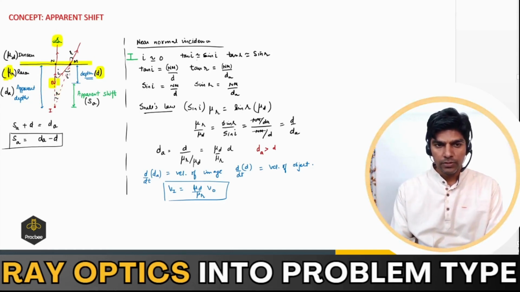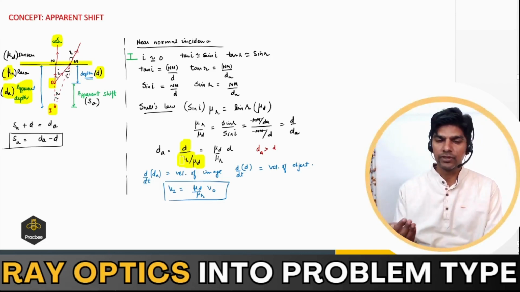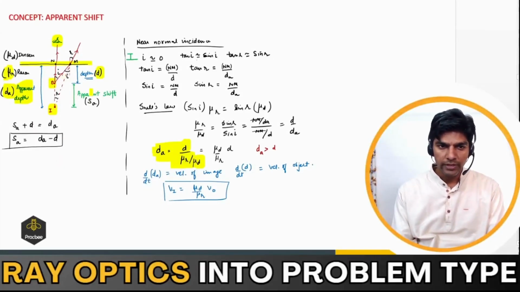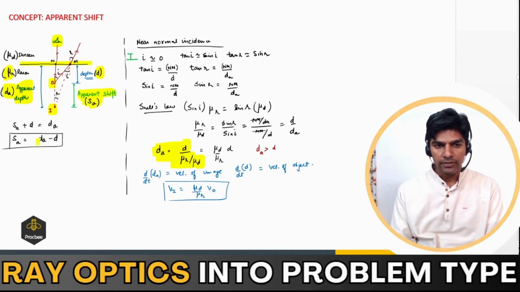And to this observer, the image is being formed at a distance dA from the interface. Now this dA is known as the apparent depth, and it can be given as d multiplied by mu d by mu r, where mu r is the refractive index of the object's medium and mu d is the refractive index of the observer's medium. Okay, so this formula you can remember. Now, what is apparent shift? If you look at the distance between the object and the image, this distance is known as the apparent shift. So apparent shift is nothing but the difference of dA and d.